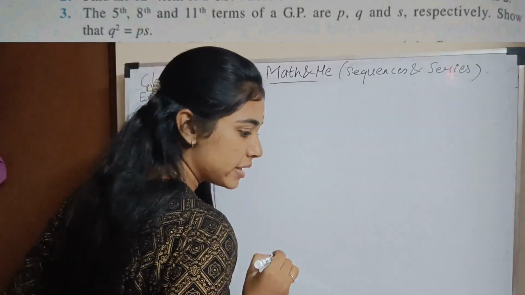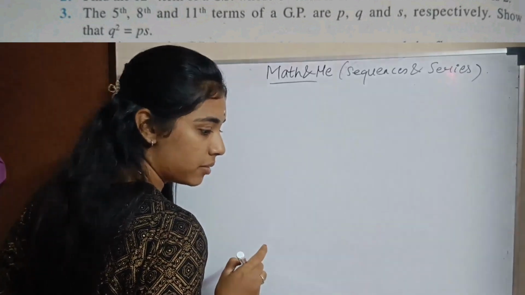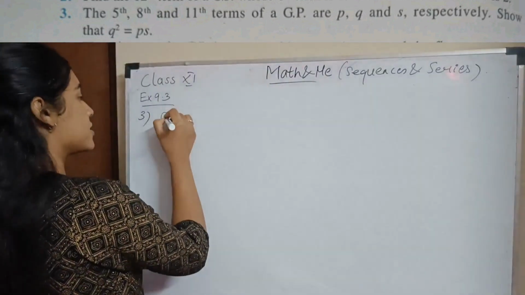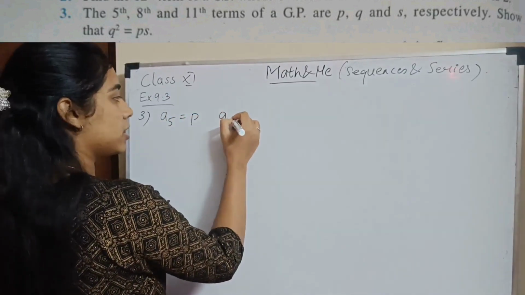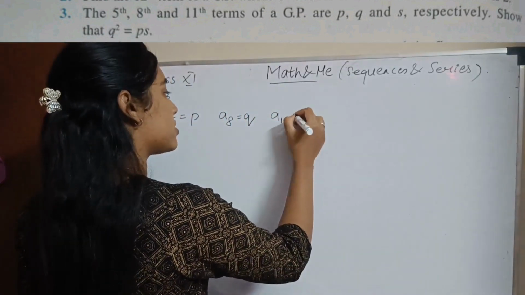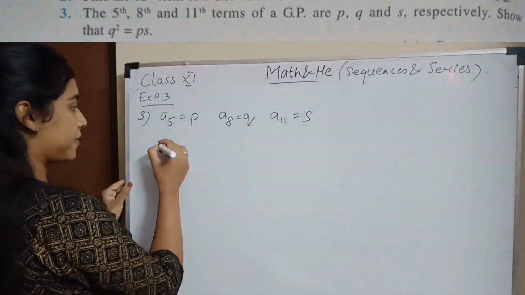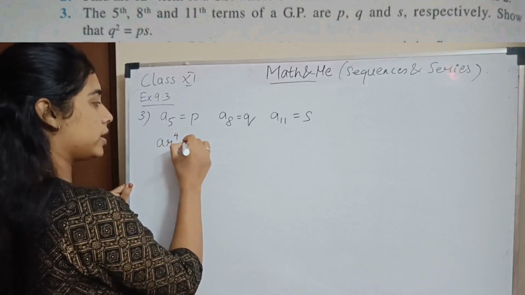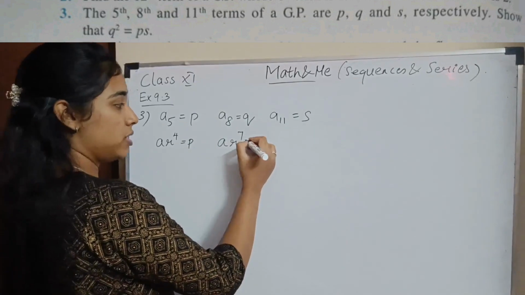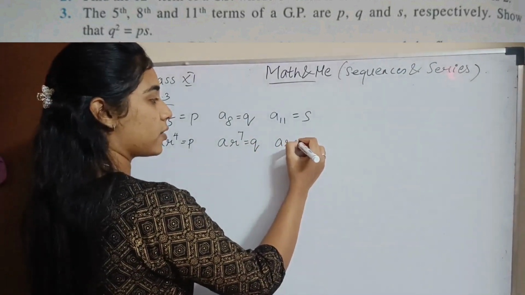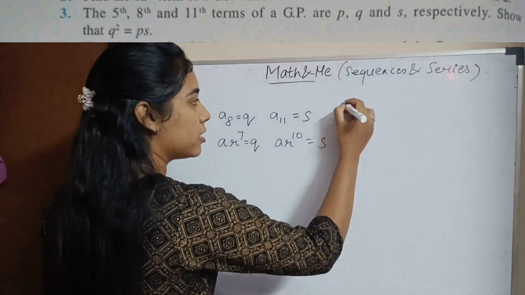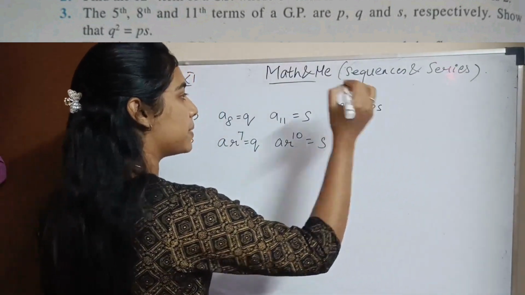Question number 3. Find the 5th, 8th and the 11th term. The 5th, 8th and the 11th term are p, q, s. So 5th term p, 8th term q, 11th term s. So what is A5? AR to the power 4 equals p. AR to the power 7, n minus 1, equals q. AR to the power 11 minus 1, 10, equals s. You need to prove that q square equals ps.